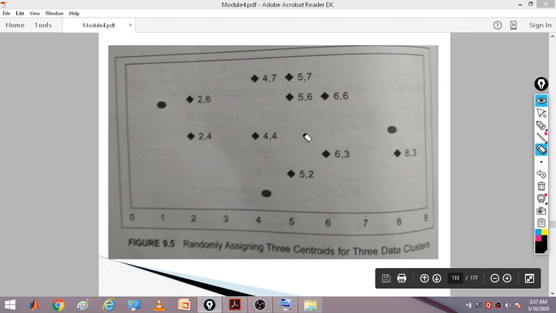So we start with k clusters. K clusters means k groups, and for k groups you will have k centroids. If I am taking 3 centroids, that means 3 clusters. So for 3 clusters you need to have 3 centroid points. Here we randomly picked the 3 centroid points. One is here, another is here, and another is here.